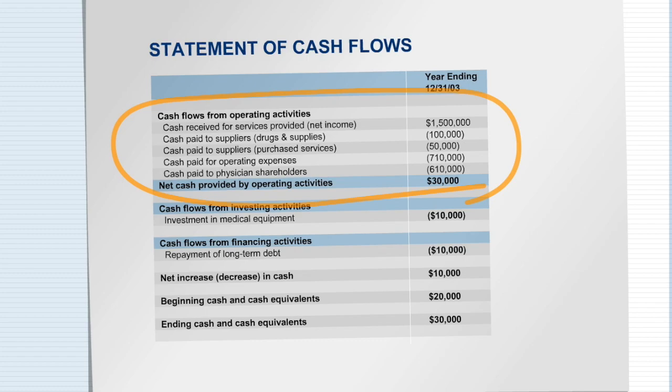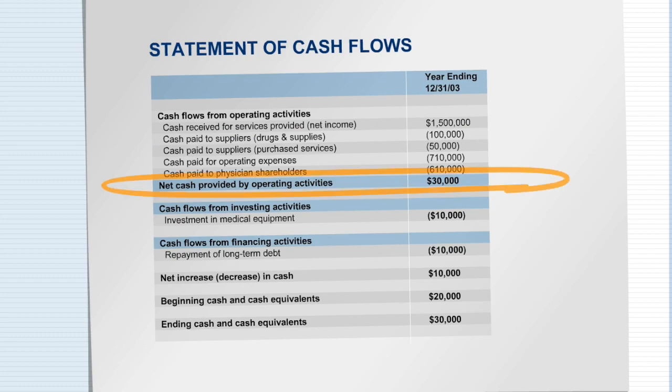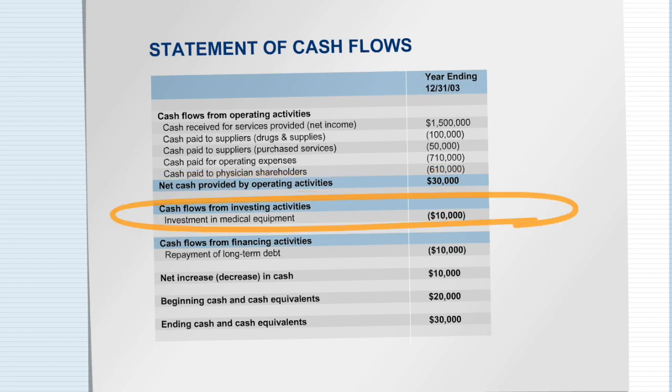The format of a cash flows statement looks something like this. First, we have operations. Cash flows in from charges for providing medical services to patients. Cash flows out for the expenses the practice incurs providing those services, such as rent and salaries. When we subtract these expenses from the revenue coming in from providing medical services, we're left with the net cash provided by operating activities.